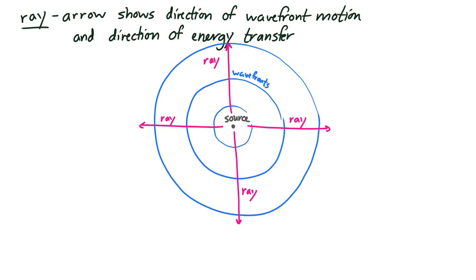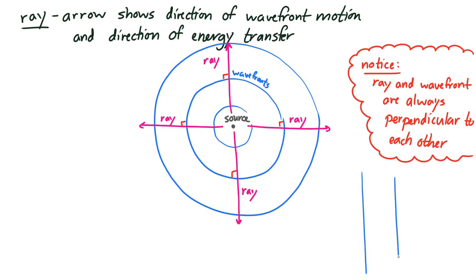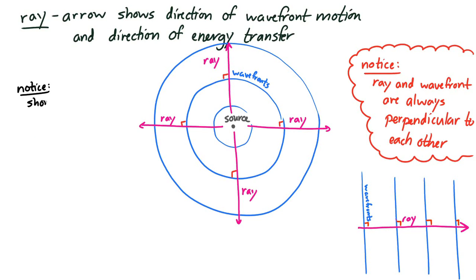Now, something that is always true: the ray and the wavefront are always perpendicular to each other, no matter the situation. So for example, if I had wavefronts that looked like this, where they're parallel, the ray may look like this, perpendicular to the wavefront at every location. Notice also that the shortest distance between adjacent wavefronts is a wavelength.